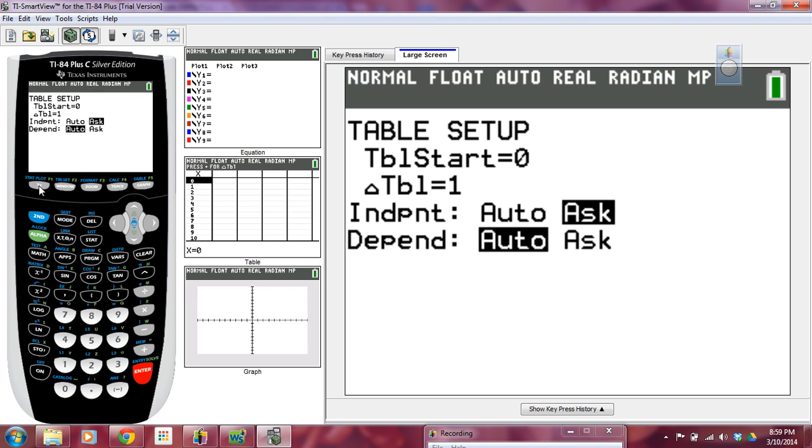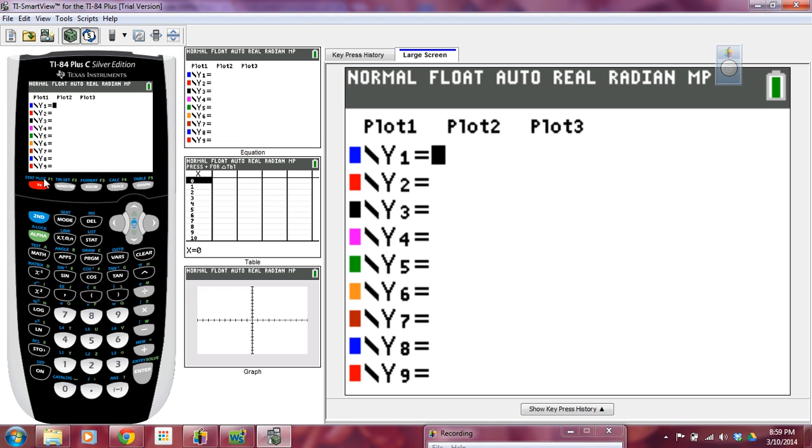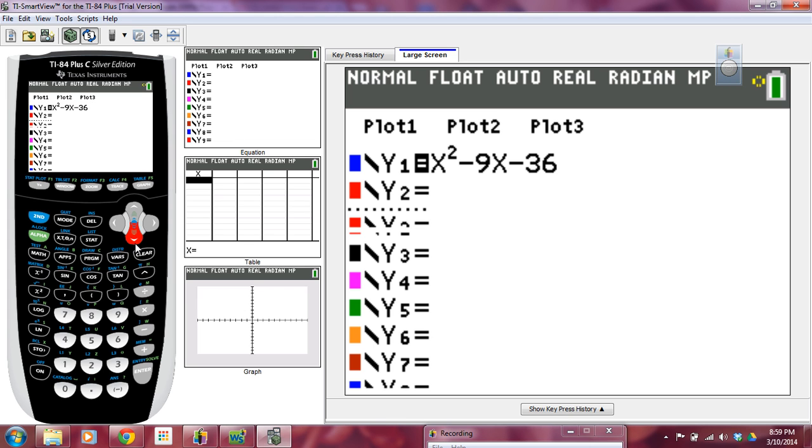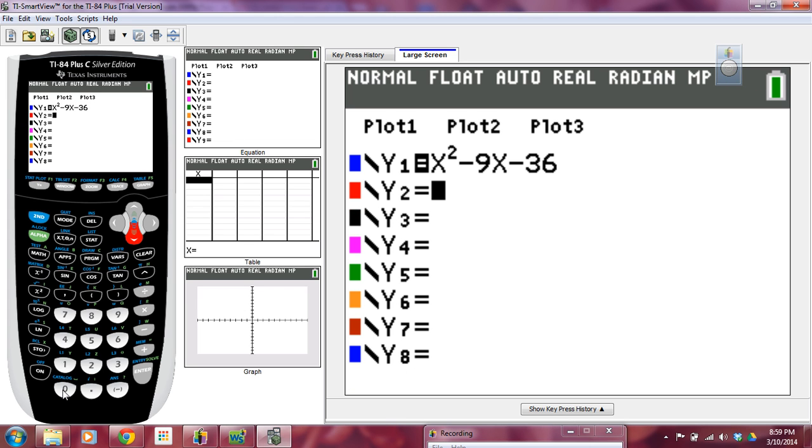So go back to your y equals. And we're going to put in x squared minus 9x minus 36 into our y1. And then in our y2, we're going to put 0. Okay, so we want to know when is the y1 equal to the y2.